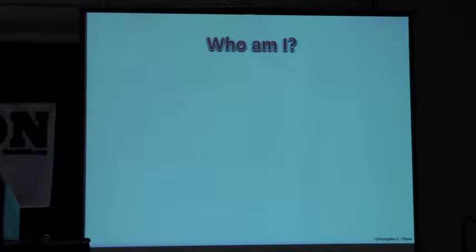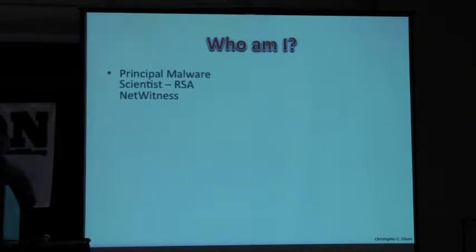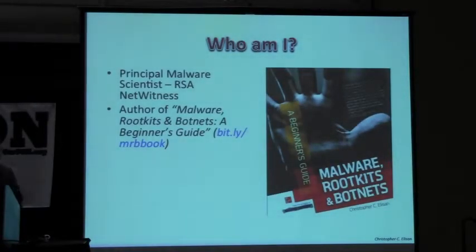So first, who am I? My name is Christopher Elisan. Currently, I'm the principal malware scientist in RSA NetWitness. I'm also the author of Malware Rootkits and Botnets. It's currently out right now.